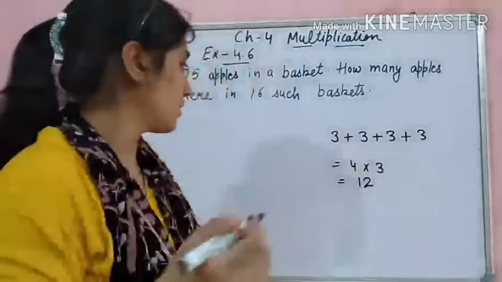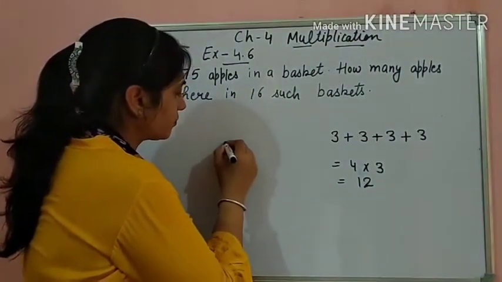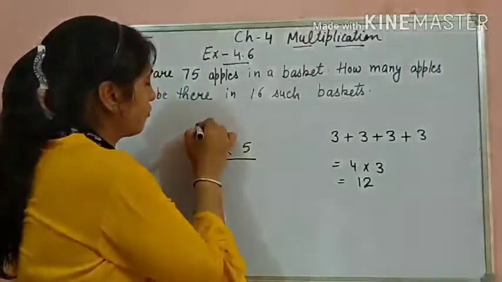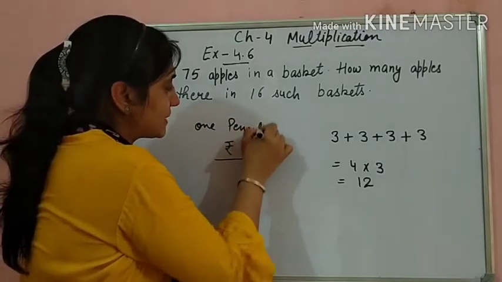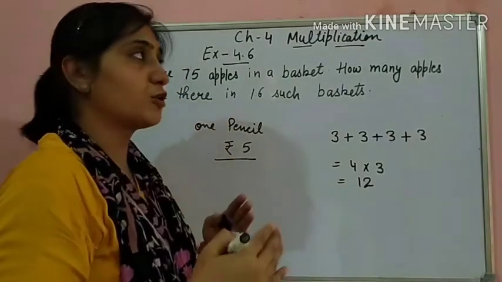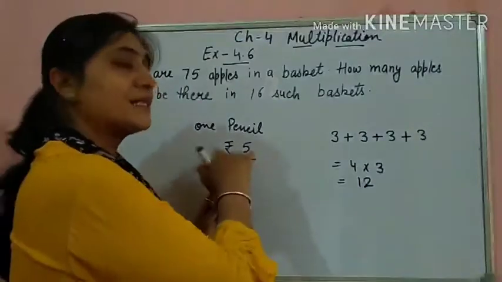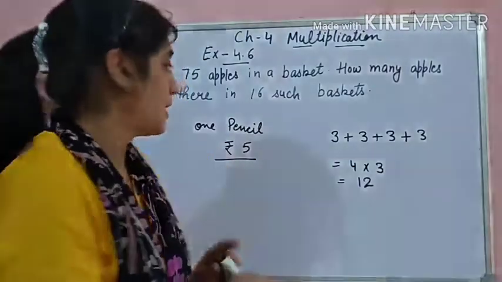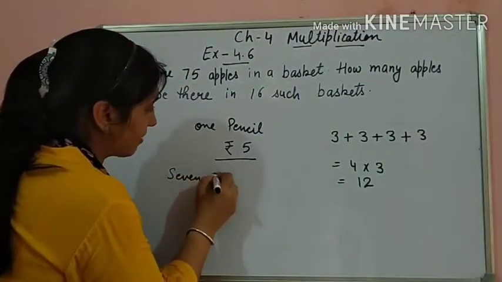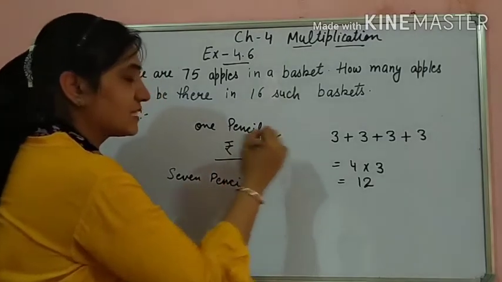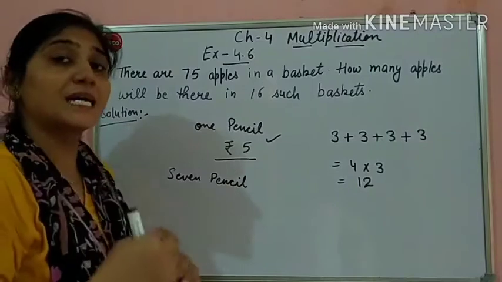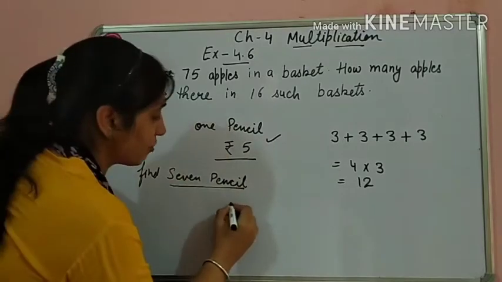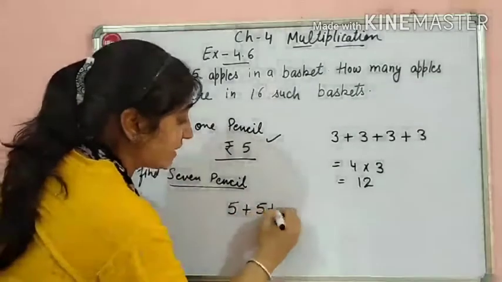See, suppose the cost of one pencil is rupees 5. Okay, the price of one pencil is rupees 5, and you have to find the cost of 7 pencils. Given is the value of one pencil and your question is asking to find the cost of 7 pencils. It means we will add 5 7 times.